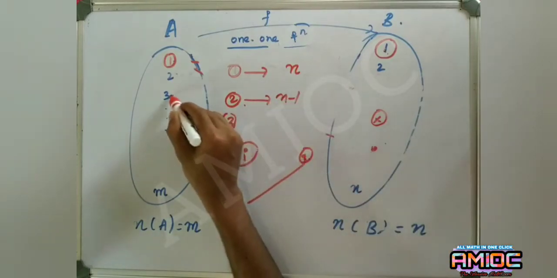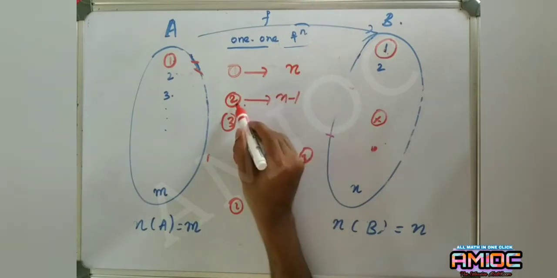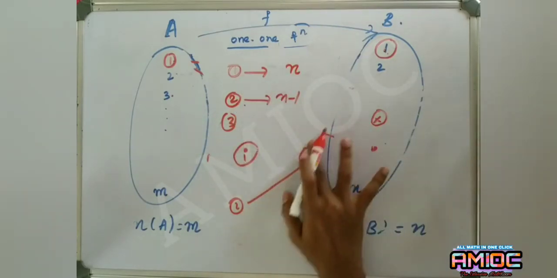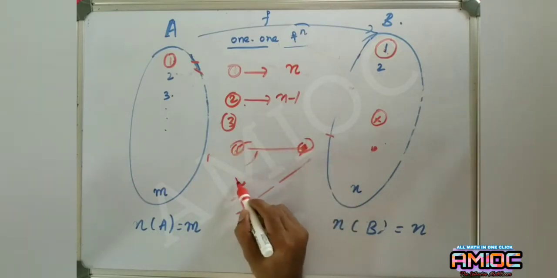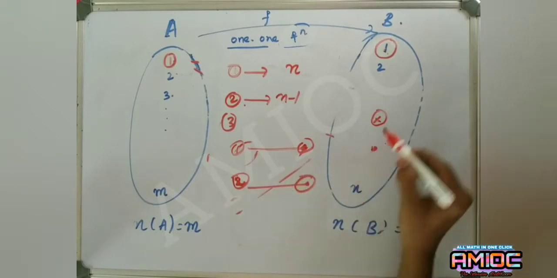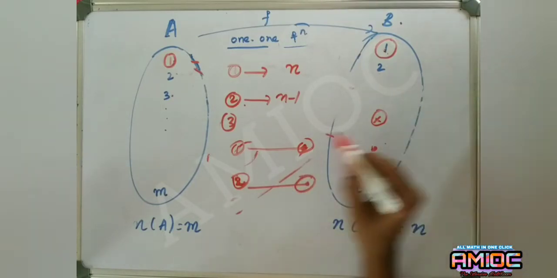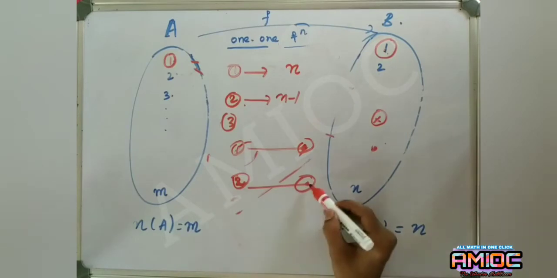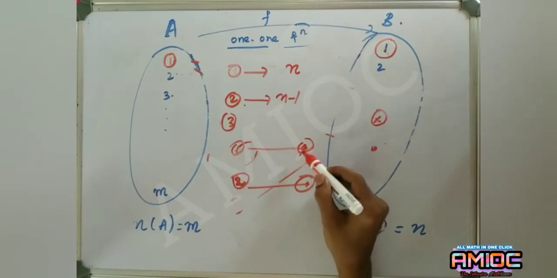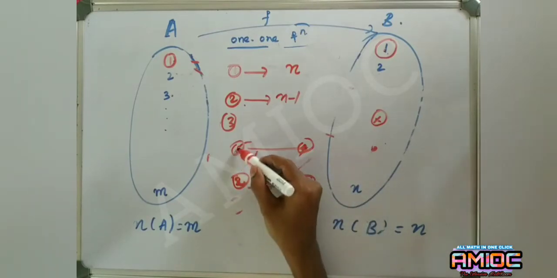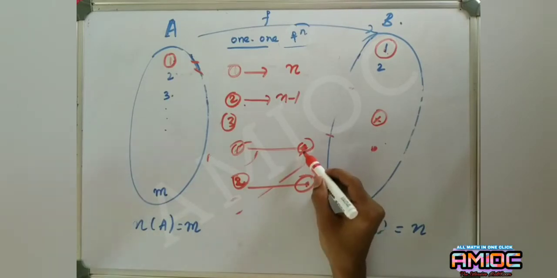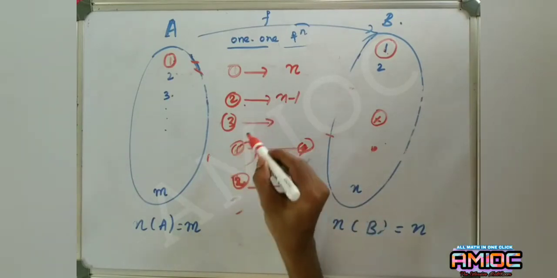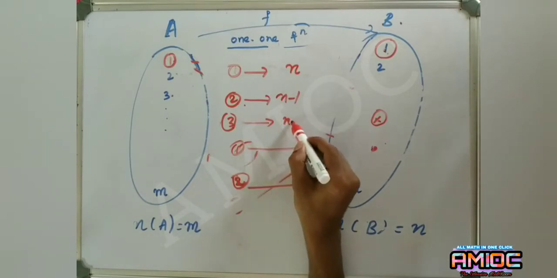Similarly, what about 3? 1 is mapped to some element and 2 is mapped to another element. Therefore, 2 elements have images. Any of the other elements cannot be mapped to these 2 points. If these 2 points are mapped by any other element, then distinct points have the same image, and that will be a many-one function. Therefore, the number of choices of 3 is n minus 2.